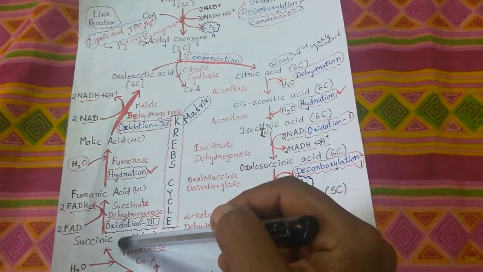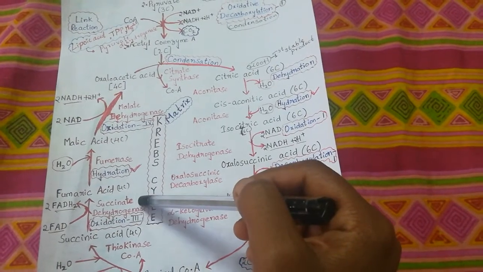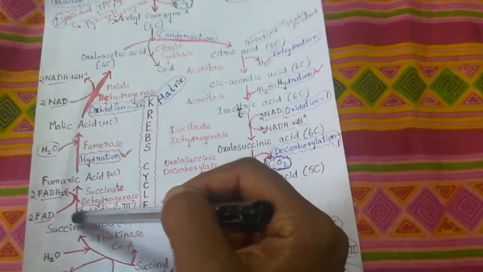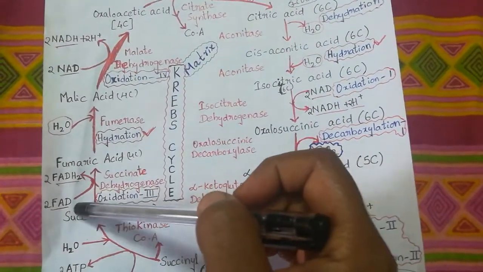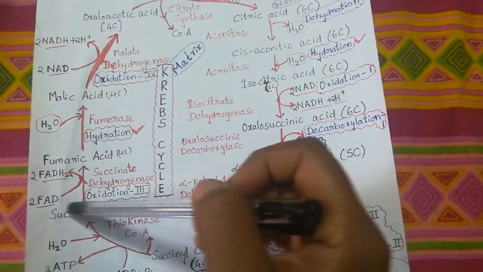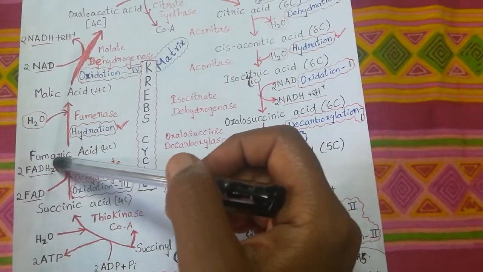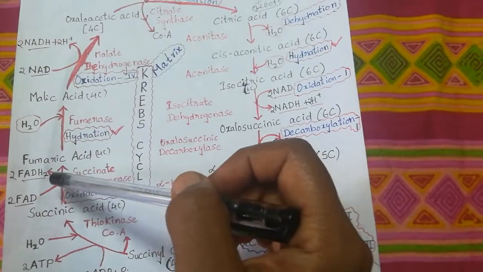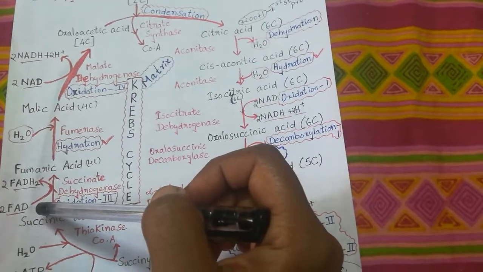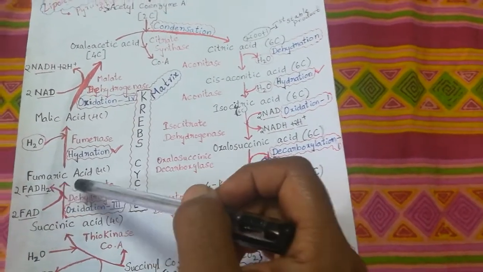Succinic acid again undergoes oxidation in the presence of enzyme succinate dehydrogenase to form fumaric acid. In this step, the hydrogen atoms released by succinic acid will be accepted by FAD to form FADH2. So here it is not NAD, it is FAD, which accepts them to form the reduced coenzyme FADH2.